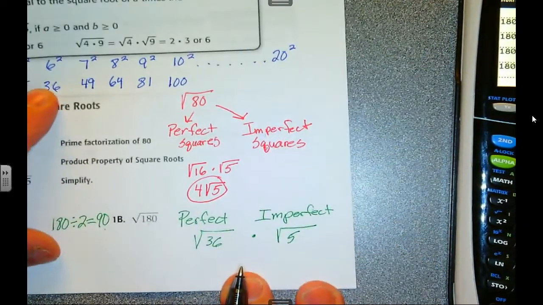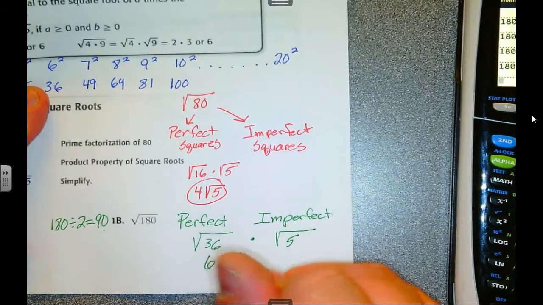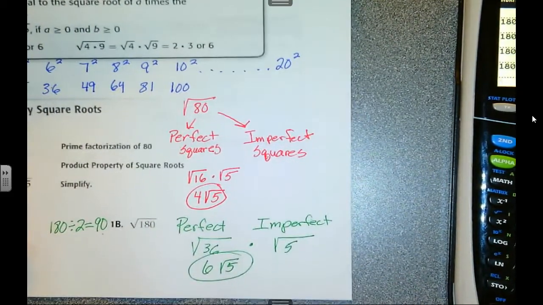What's the square root of 36? 6 square root of 5. Right, Sergio? Easy now.